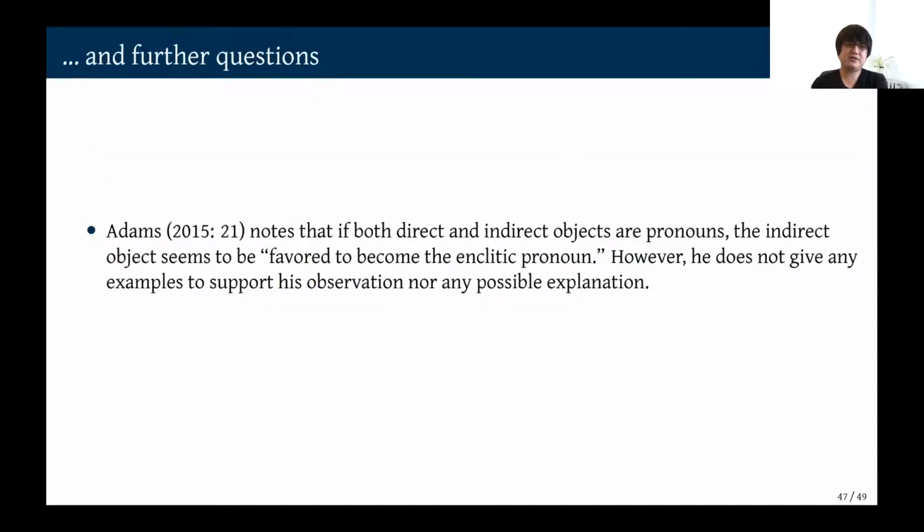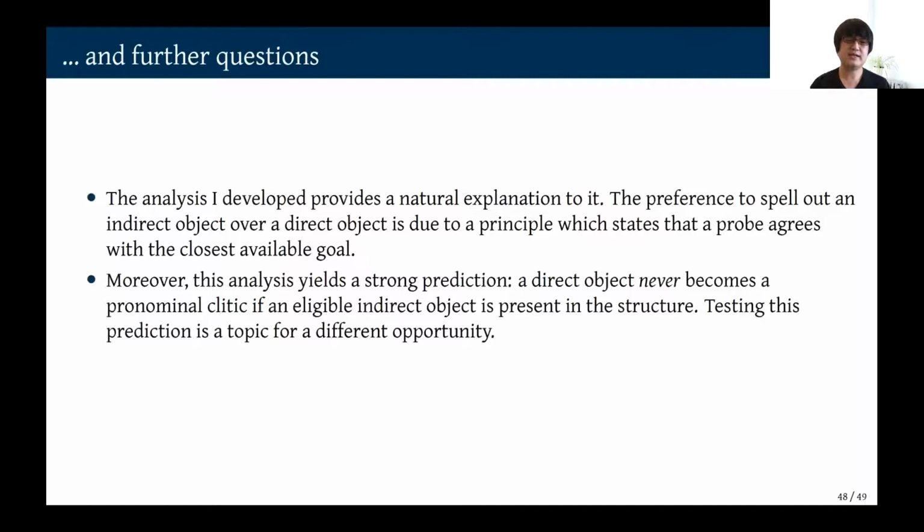Finally, Adams 2015 noted that if both direct and indirect objects are pronouns, then the indirect object seems to be favored to become the enclitic pronoun. However, unfortunately, he didn't give any examples to support his observation, nor any possible explanation. The analysis I developed in this paper provides a natural explanation for his observation.